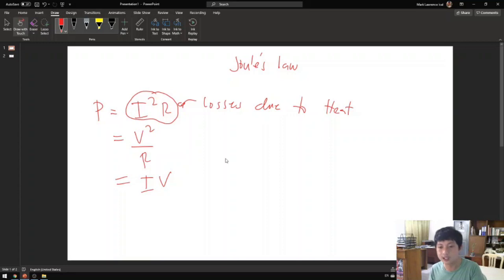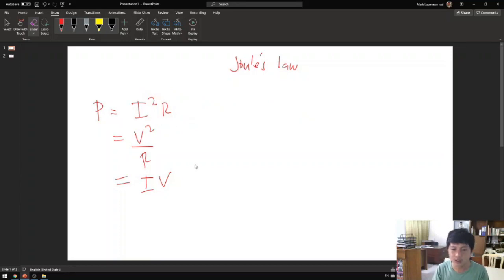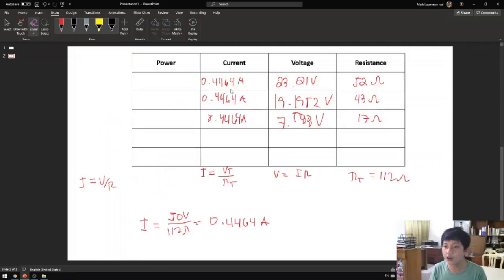But in this case, for our experiment, you can actually use the same formula. It's really not a big deal. I squared R, V squared over R, or IV. Now that we have a current, a resistance, and a voltage, we can calculate the power. It's up to you which formula you use. P equals IV is okay, I squared R is okay, V squared over R is okay. It's basically the same.